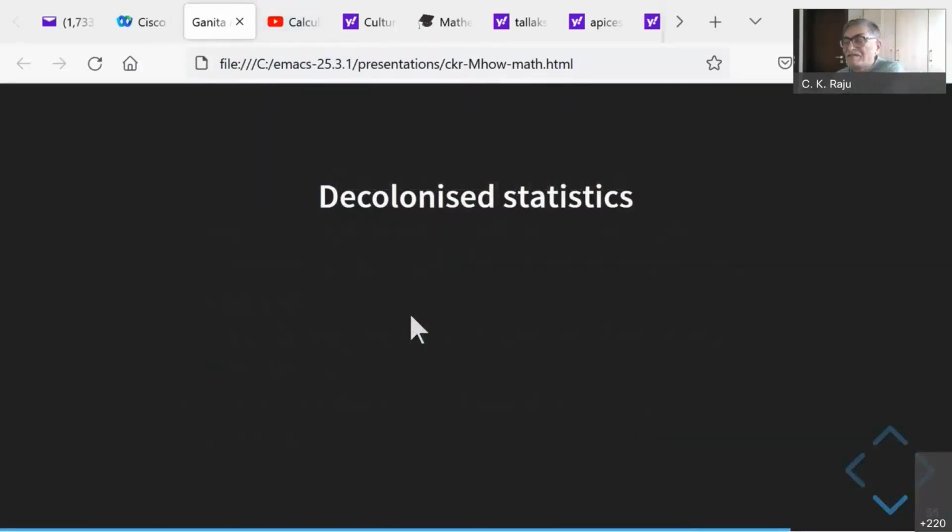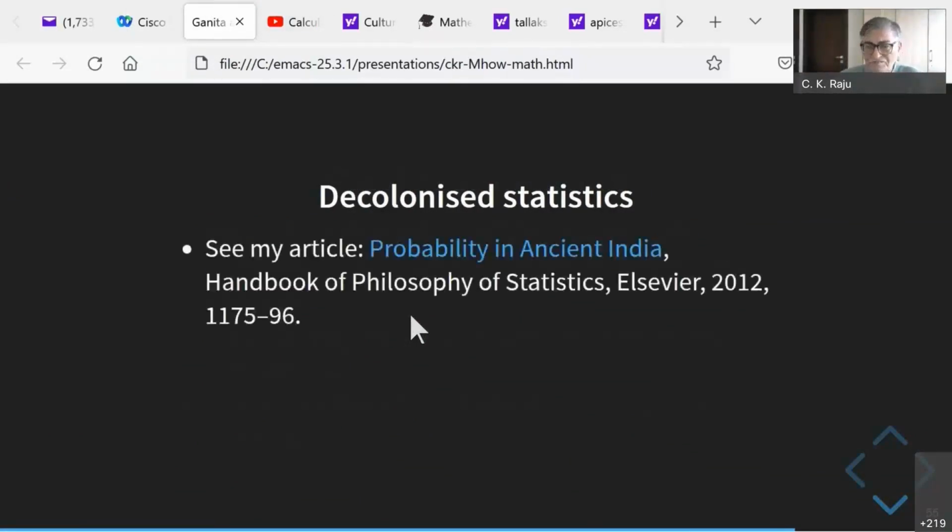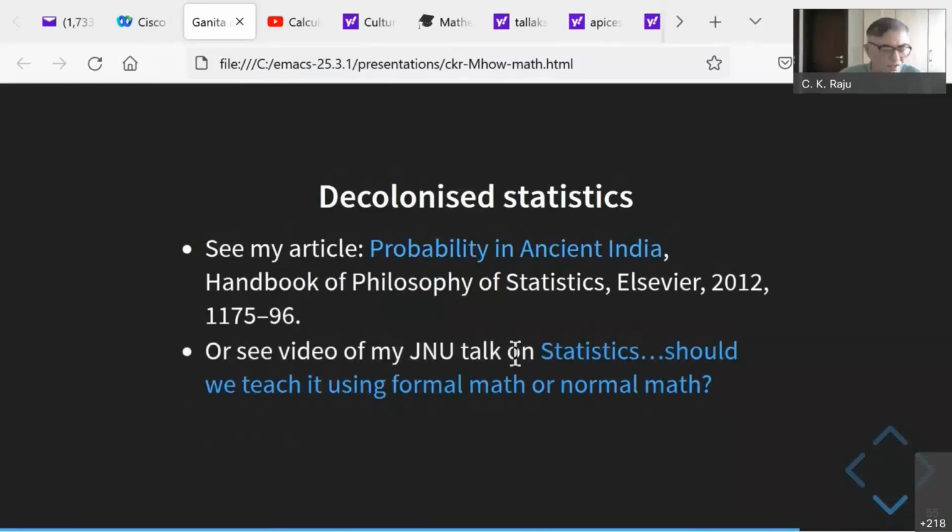So the point is there is a decolonized calculus based on the way calculus developed in India, and there is decolonized statistics, which is based on, if you take a look at my article on probability in ancient India and how it originated in India. There's a talk that I gave in JNU on statistics. Whether we should teach it depends upon changing the philosophy of mathematics. Ganit is different from mathematics.